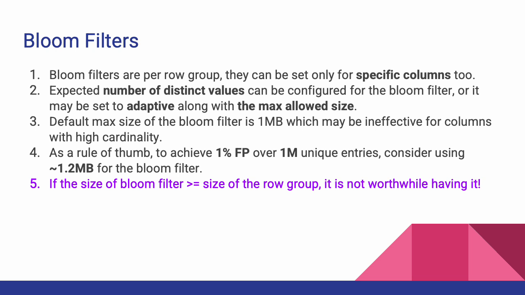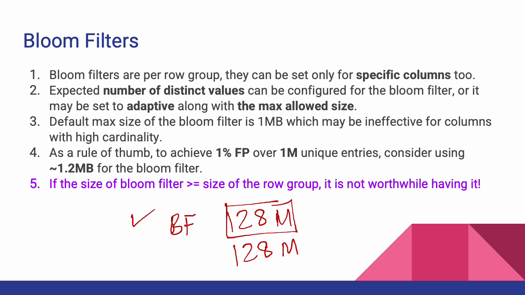So think of a situation where your Bloom filter happens to be 128 megabytes, and your row group also happens to be 128 megabytes. If you enable the Bloom filter, you will have to read the Bloom filter for sure. So 128 megabytes will be scanned. And based on that, if the Bloom filter says yes, the value can be present, you will have to additionally read 128 megabytes for the row group. If the Bloom filter says no, then you will skip reading it.